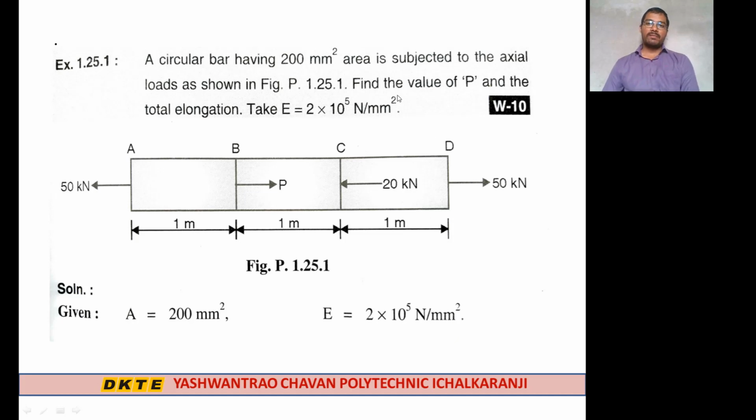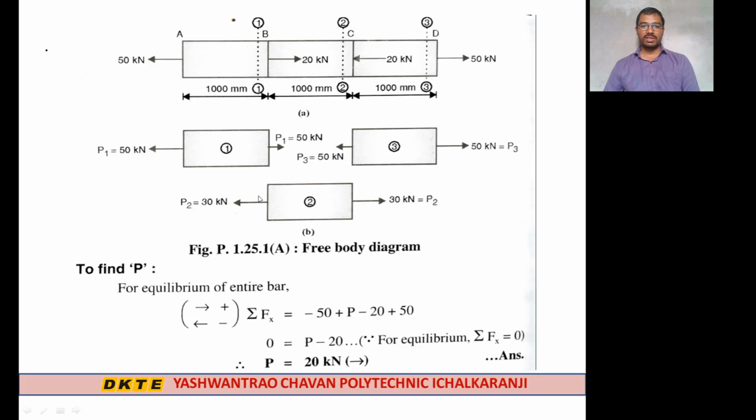The first question is to find the value of P. It means we have to first calculate the value of P. For calculating the value of P, we have to do the summation of all horizontal forces because there is no vertical force. P is a horizontal force, 20 is towards left, 50 is also towards left, and this P is towards right and this 50 is towards right. Towards right is considered as positive and towards left is considered as negative. Let us find out the value of P by doing summation of Fx.